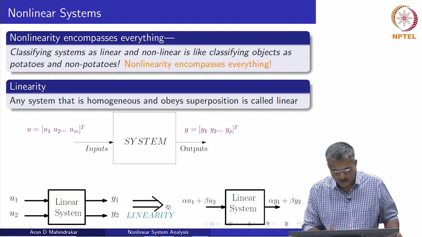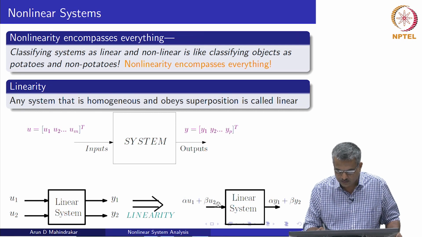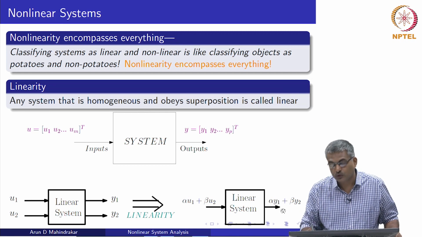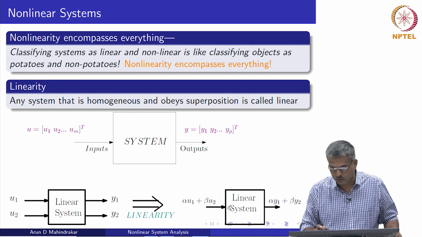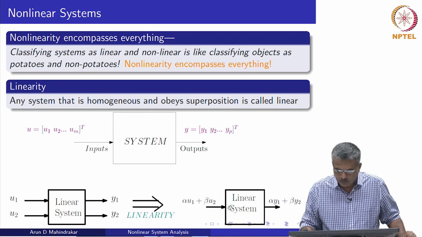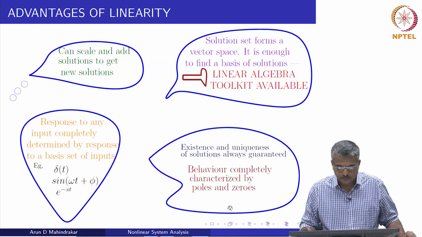That is, if I scale the inputs, say alpha u1 and beta u2, and then add them up, I get an output which is what you would have got individually if you had applied u1 or u2 and scaled it. So, let us see what are the advantages of using a linear system.